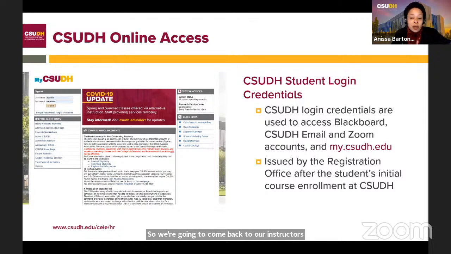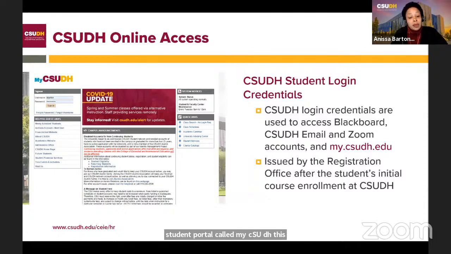But first, let's take a quick look at the course delivery and registration details. Almost all of the extended education programs are being offered in an online format, which means that students are assigned online access through our campus services. Each student will need login credentials to access our student portal called My CSUDH.